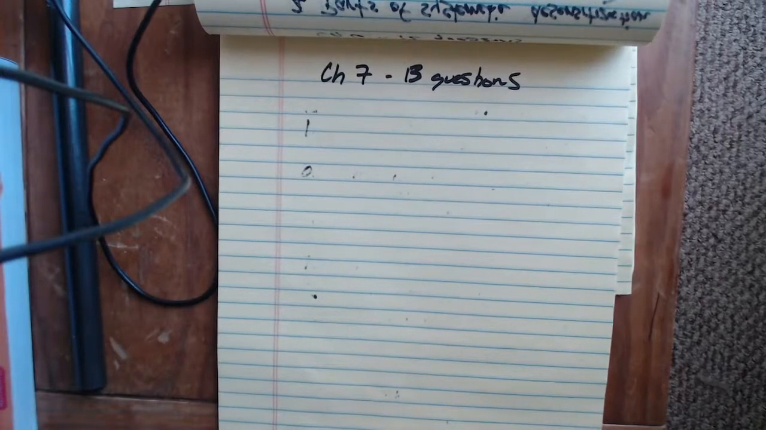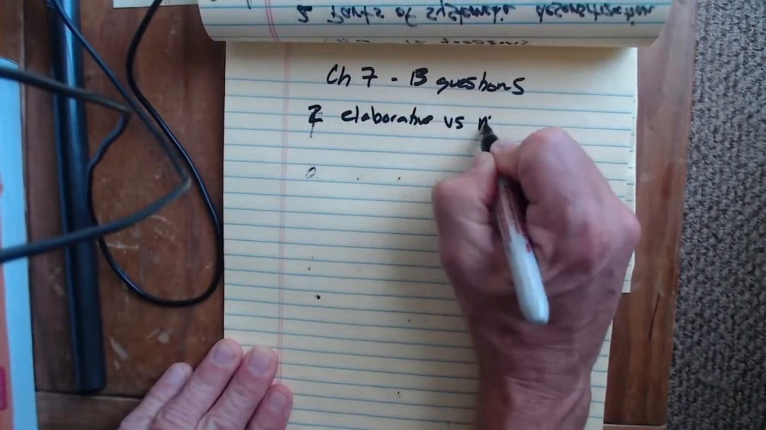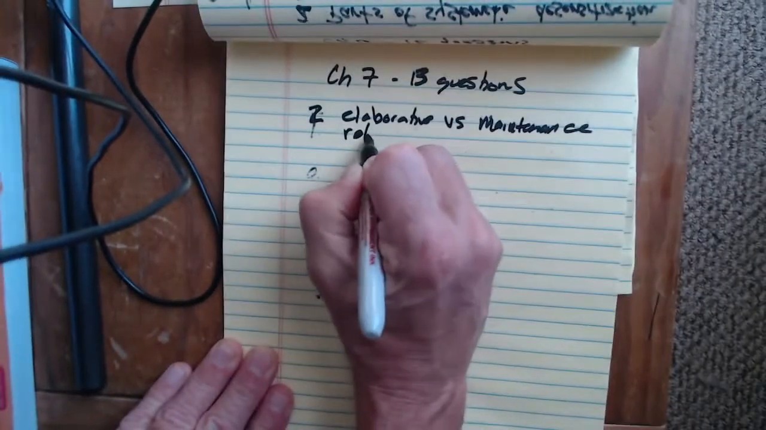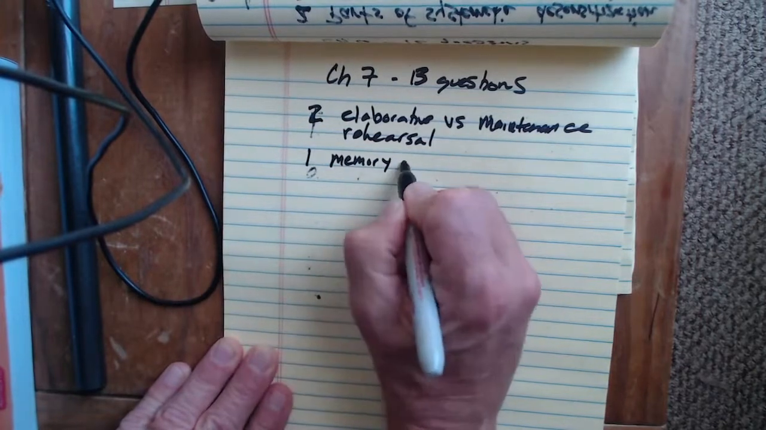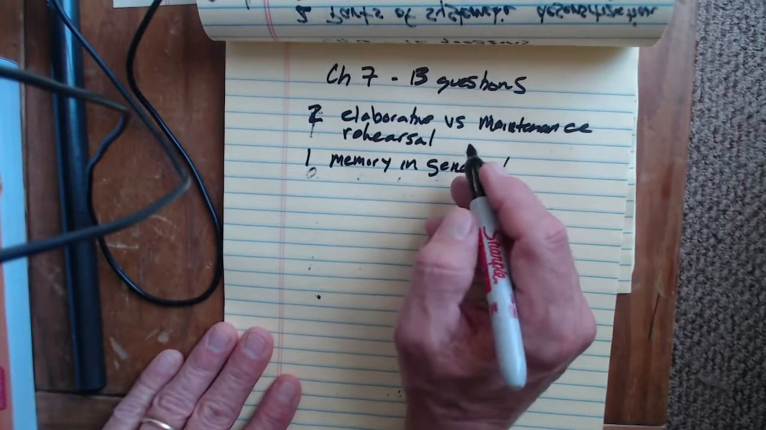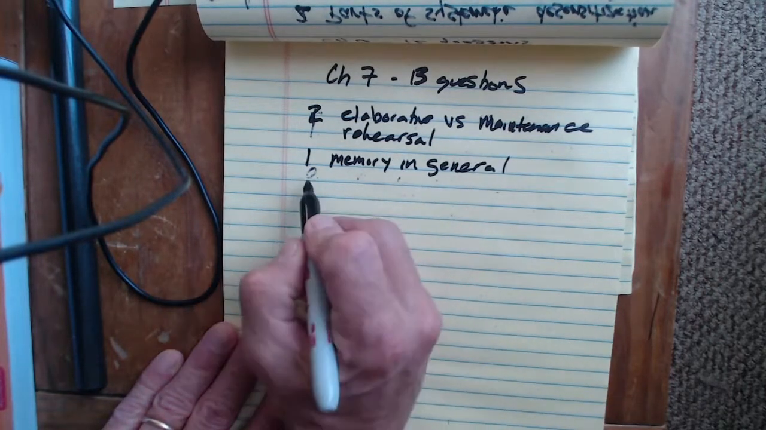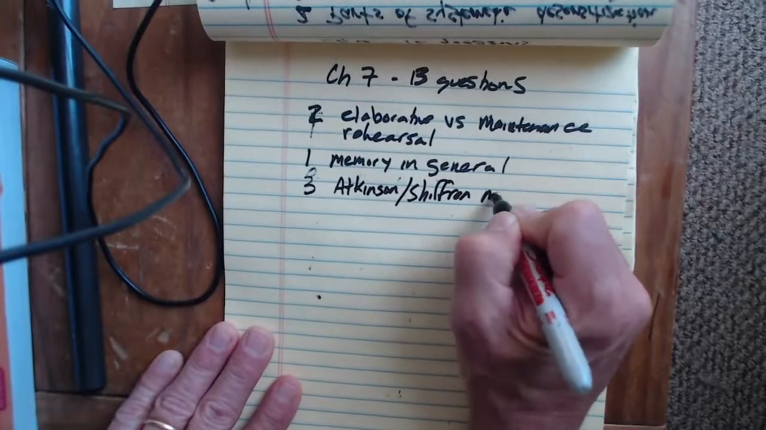Okay. So, let me see, there we go, chapter 7. Two questions on elaborative versus maintenance rehearsal. One question about memory in general. Three questions on the Atkinson-Shiffrin model of memory.